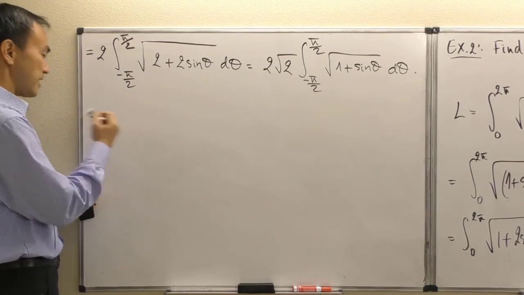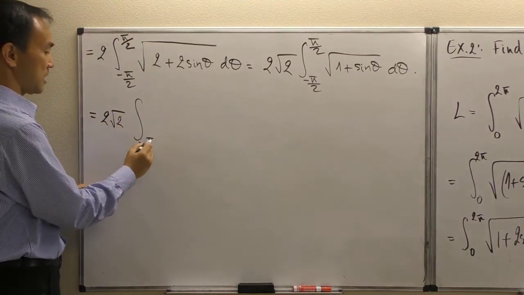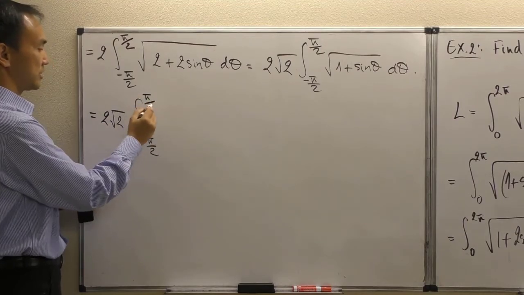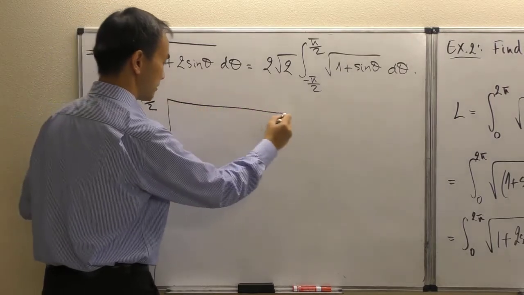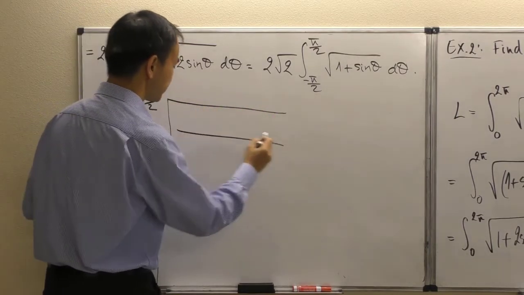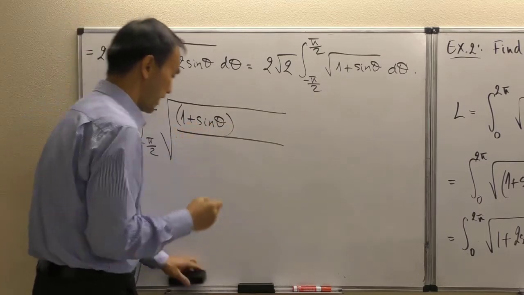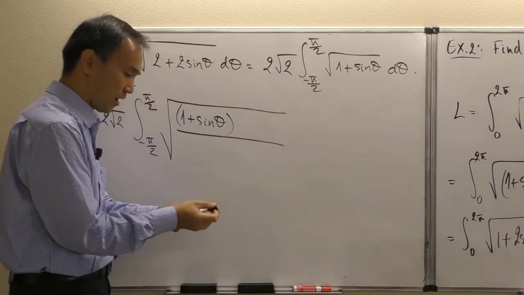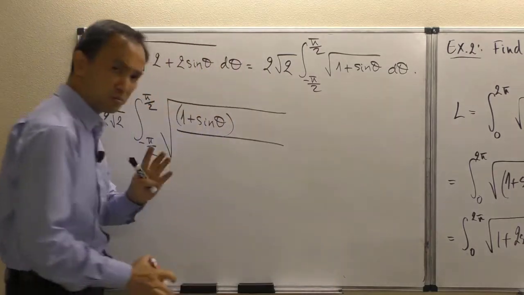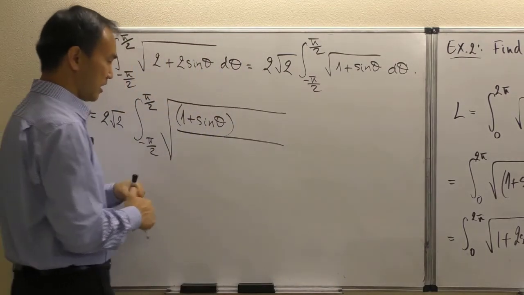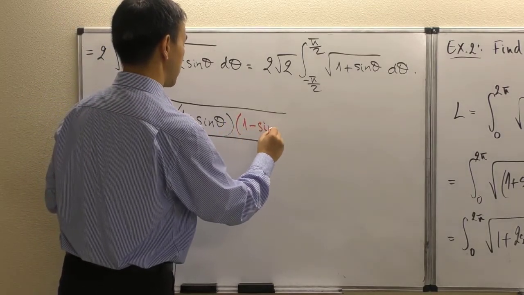So really, in the next step, 2 square root 2 is a coefficient. Minus pi over 2 to pi over 2 is the integral interval. But now with that square root expression, I'm going to produce a big one here. The 1 plus sine theta is still here. But then I'm going to apply that trick that you have seen back in example 1. With these two terms, 1 plus sine theta, I'm going to multiply the conjugate to that. The conjugate of these two terms is going to be 1 minus sine theta.